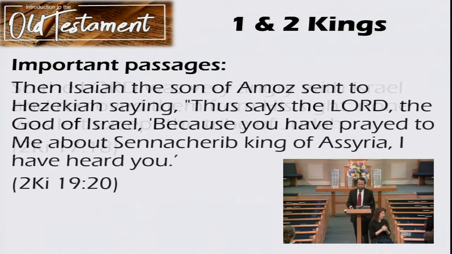And it's Hezekiah that prays to the Lord in chapter 19. Isaiah, son of Amos, sent to Hezekiah, saying, thus says the Lord, the God of Israel, because you have prayed to me about Sennacherib, king of Assyria, I have heard you.